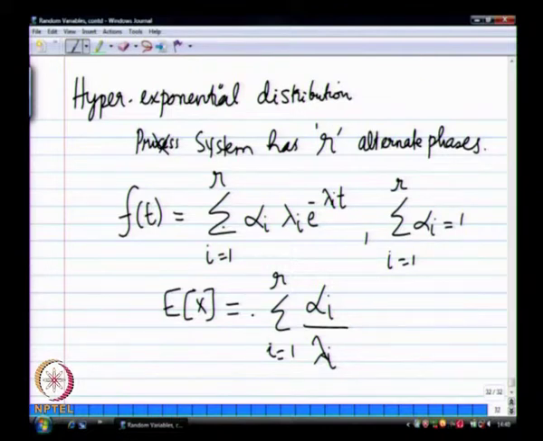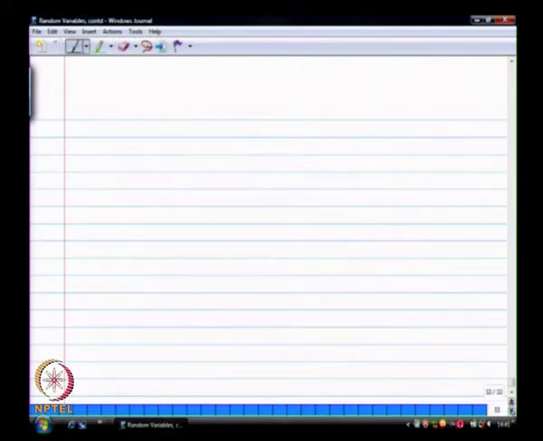Because in the case of exponential, what is the E of x squared? 2 by lambda squared, right. So this is again 2 alpha I by lambda I squared, that I will leave. Okay. So that is the hyper exponential, right. Just 2-3 more and then we are done with these variables.